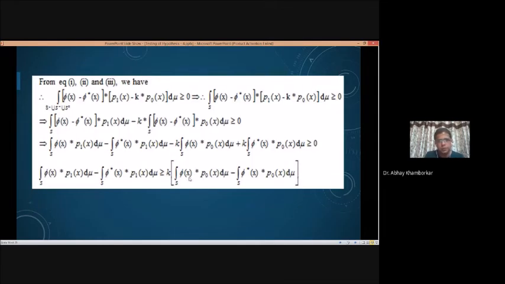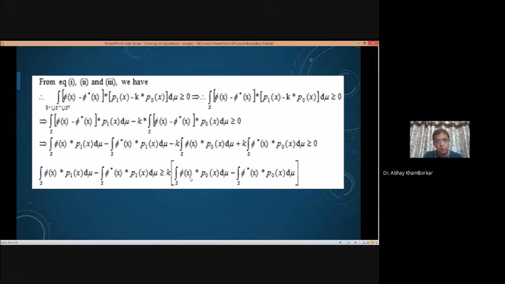Just observe this integration, the first integration inside the bracket on the right hand side. As I said, P naught gives us the true nature of the distribution. So जैसे ही मैं P naught बोलता हूँ हम लोग बोलेंगे H naught is true, और अगर मैं P1 लिखता हूँ तो वो हो जाएगा H1 is true. So here we have P naught, that means the true density, in other words H naught is true, and this is nothing but probability of rejection.